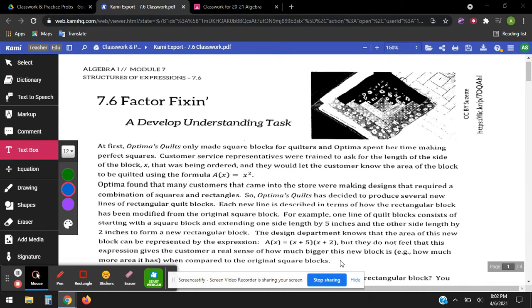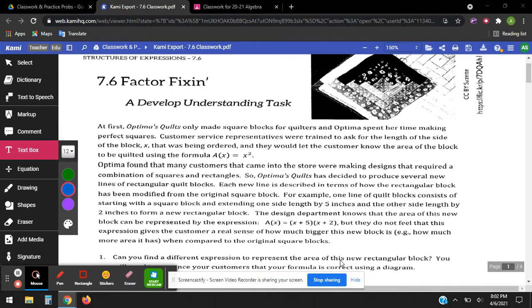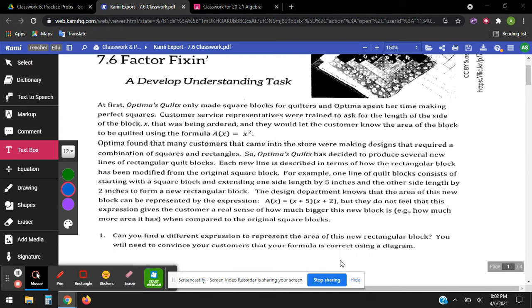Hi, this is Algebra 1, Module 7, Lesson 6, Factor Fixin'. So we have new types of quadratics we're looking at today.